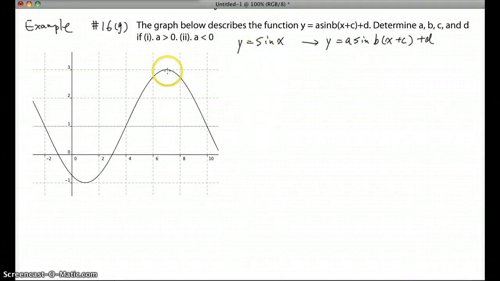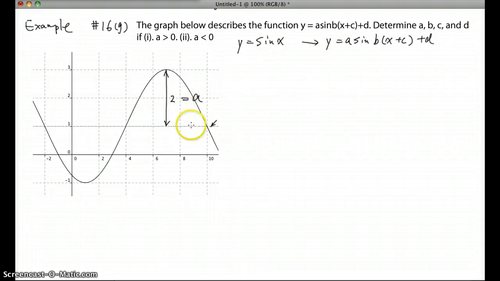The original function, there's only one here. From here, this is called the equilibrium line, right? So this is the equilibrium line. And starting from here, if you go up to the maximum, it's supposed to be 1. So now you can count from here: 1, 2, 3. So it's 2. Since this is 2, obviously this is going to be the A, because 1 becomes 2. You have to have the A to have a vertical stretch. So we got A equals 2 right away.